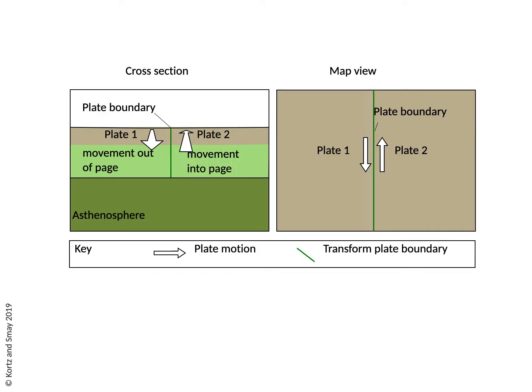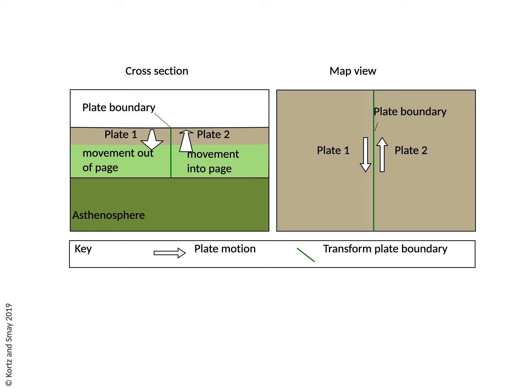So let's review what's happening at transform plate boundaries. We've got our usual two ways of looking at plate boundaries here. We've got a cross section, that is, we're looking through the layers of the Earth from the side. We've got the lithosphere and the plates that go along with that, the asthenosphere on the bottom. And we've also got the map view.